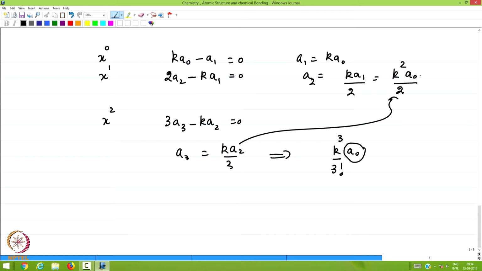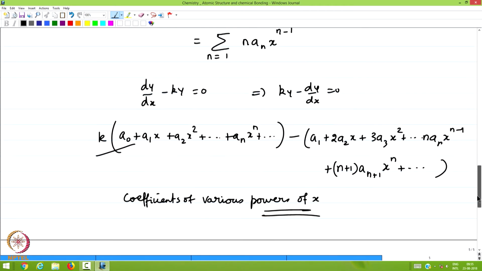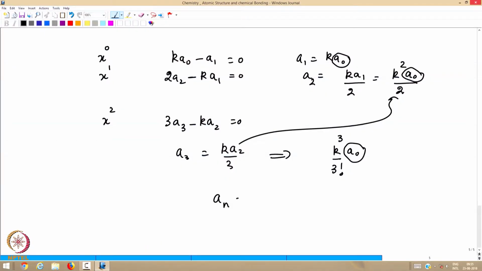Remember, now all the constants are expressed in terms of one undetermined constant a naught. And that is what you should expect anyway, because this is a first order differential equation. Therefore, the general solution has only one undetermined constant, and that constant turns out to be a naught. So, what is the general term? If you do a n following this, it will be k raised to n by n factorial a naught and so on.